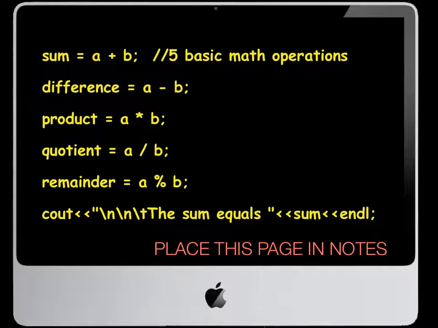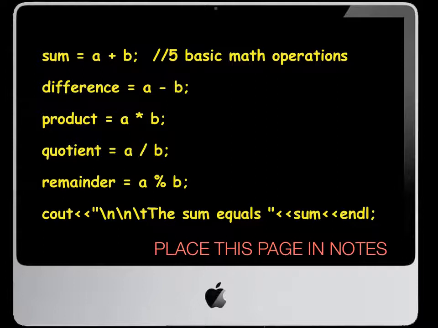Now, we will not have to use these variable names all the time. For example, if I were to find the area of a rectangle, since area equals length times width, I would use variables called area, length, and width. These variable names simply remind us that we are looking at specific math operations at this time.